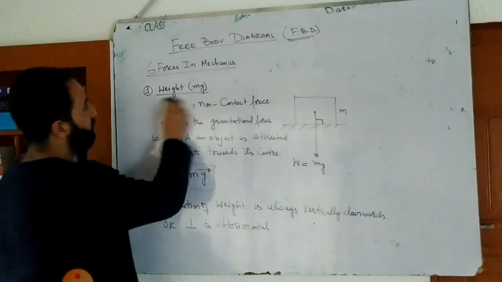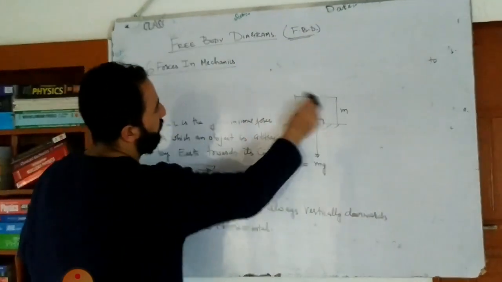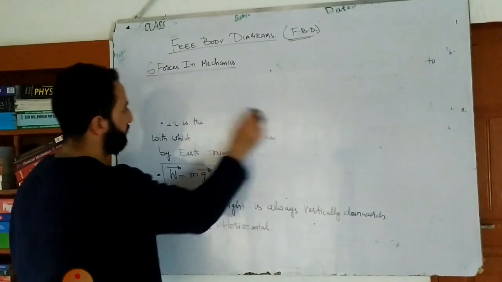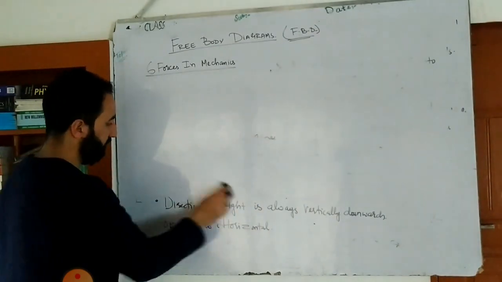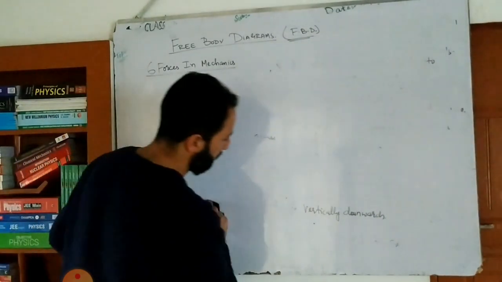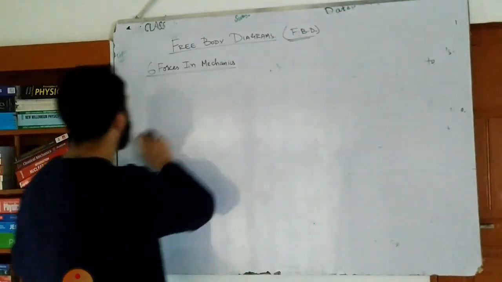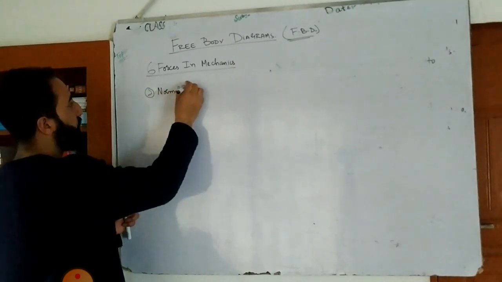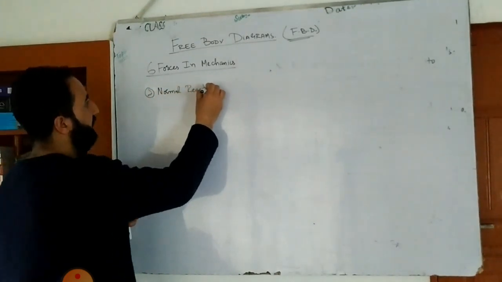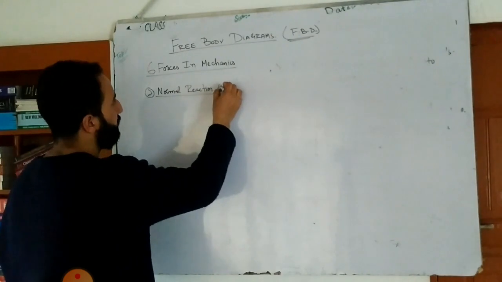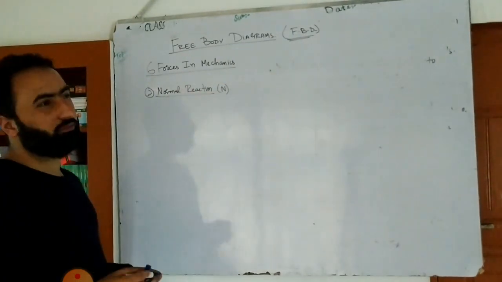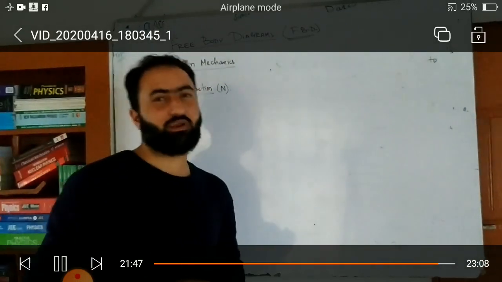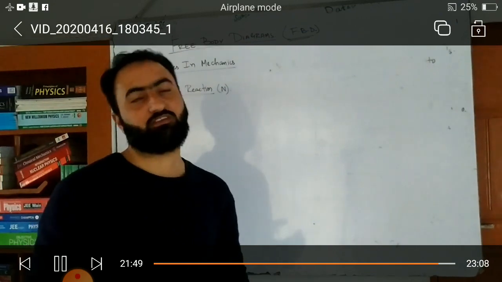Okay, now force number 2. Look at force number 2. Force number 2 is what? Normal reaction. Force number 2 is normal reaction, that is denoted by N. Now what do we mean by normal reaction? Normal reaction simply implies that it's a pressing force between two surfaces in contact.